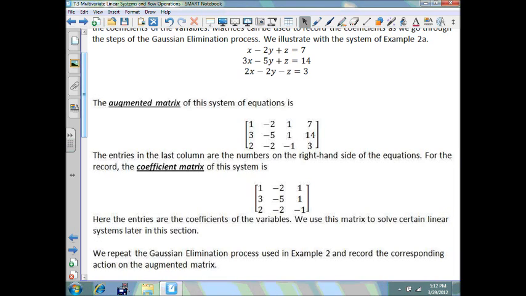Now, the entries in the last column are the numbers on the right-hand side of the equations. For the record, though, the coefficient matrix of this system is 1, negative 2, 1, 3, negative 5, 1, 2, negative 2, negative 1. Those are the coefficients of the variables. We use this matrix to solve certain linear systems later in this section. We're going to use the coefficient matrix to solve systems using the inverse method, so we're going to use inverse matrices for this.